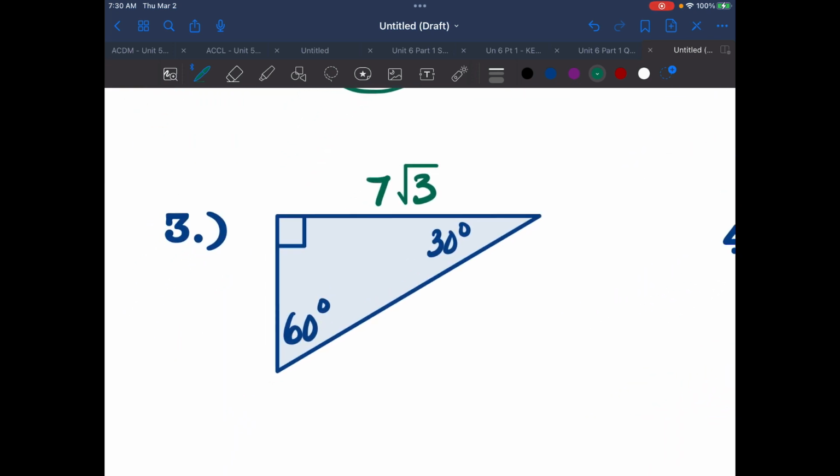All right, so now in this case, they give us which side? Which is the side across from 60? This is the long leg, right? That's the X radical 3 side. Oh, nice. It does have a radical 3 on it, but we'll get to that in a second.